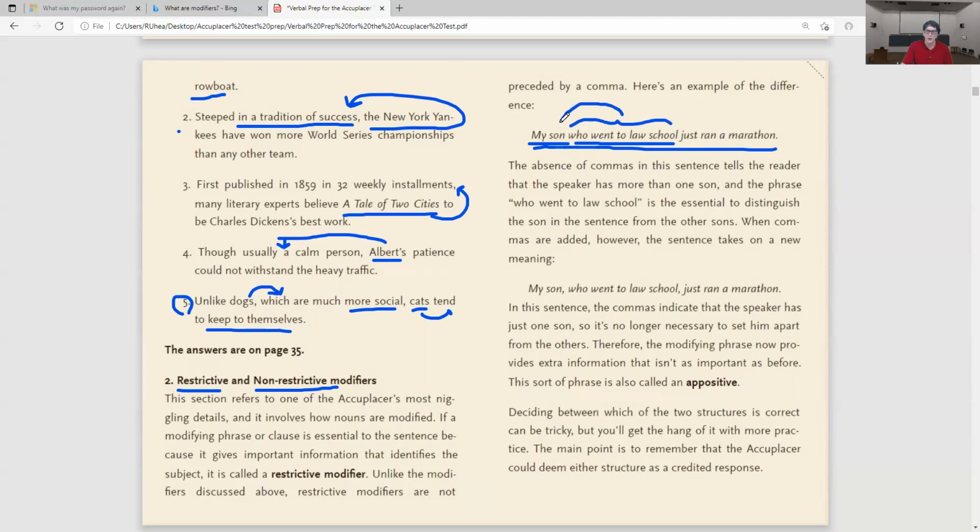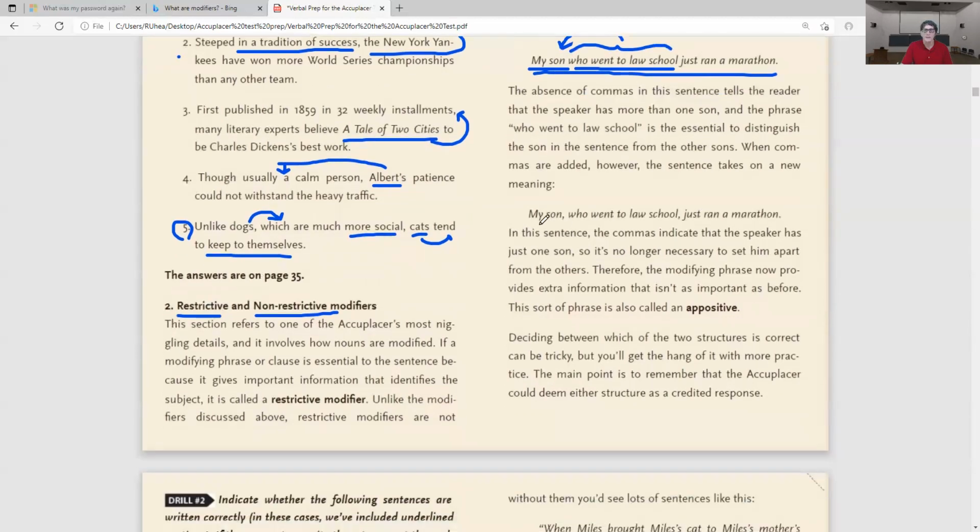That's the son he's talking about. So who went to law school is an essential part of the sentence to describe who ran a marathon. The person talking may have several sons, but it was his son who went to the law school that just ran a marathon. The next sentence has the same wording.